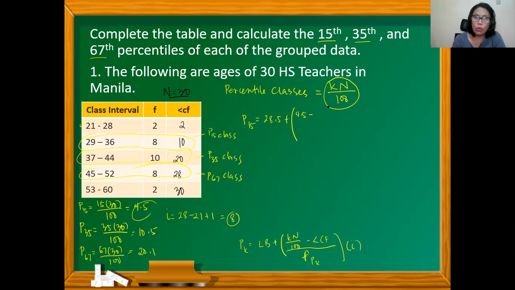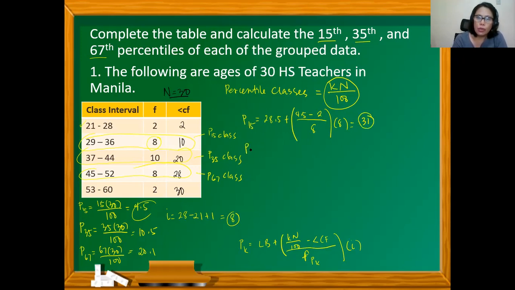Prior to this is 2. Or before this, less than cumulative is 2. So minus 2, all over the frequency of the P sub 15 class, which is 8. And then we will multiply this by the class size, which is 8 also. So P sub 15 is now equal to, so less 2 all over 8. And then we will multiply the first factor by the second factor, 8. So we have 31 here. So P sub 15 is 31 for this data.